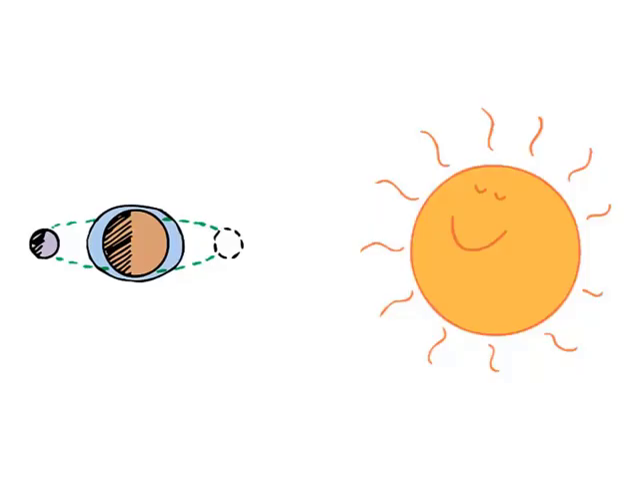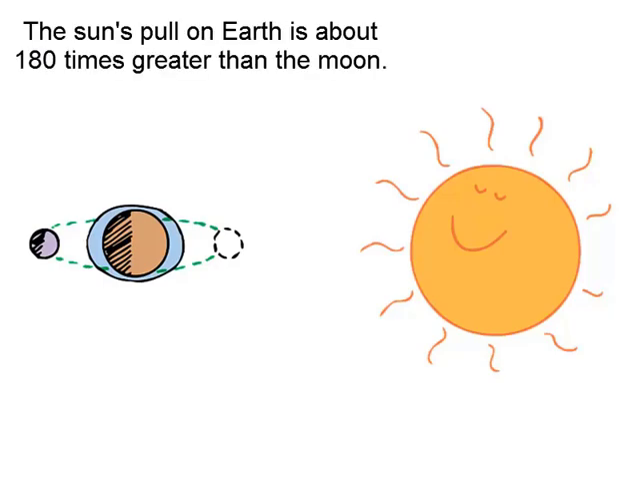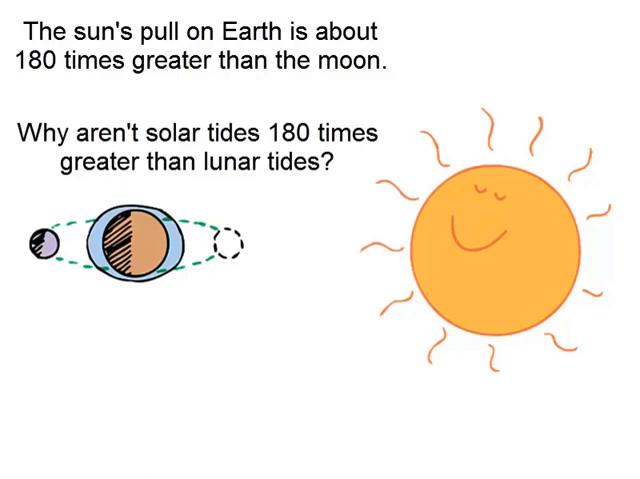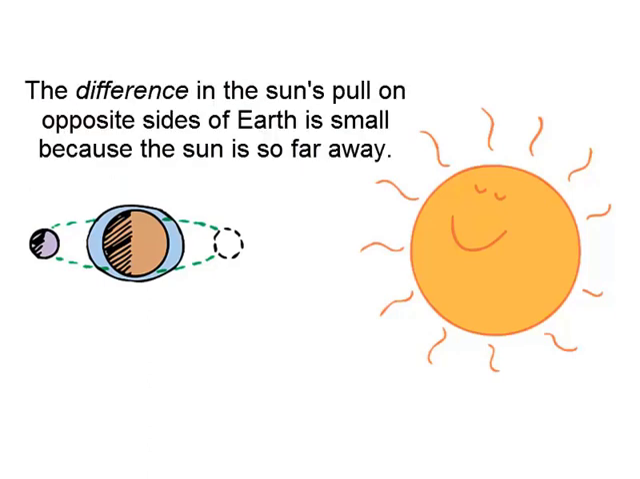The sun also contributes to ocean tides, about half as much as the moon. Its pull on Earth is 180 times greater than the moon's pull on Earth, so why aren't solar tides 180 times greater than lunar tides? The difference in gravitational pulls by the sun on opposite sides of the Earth is very small because the sun is so much farther away from the Earth than the moon.